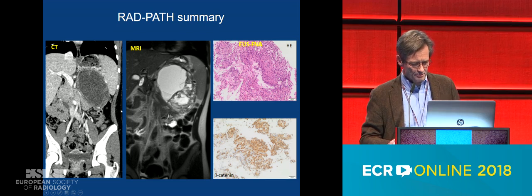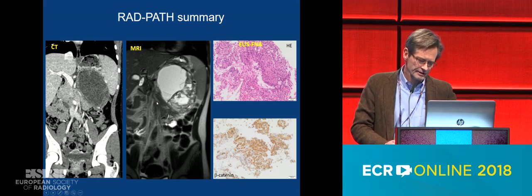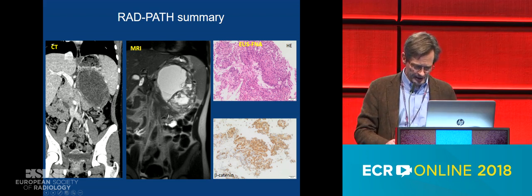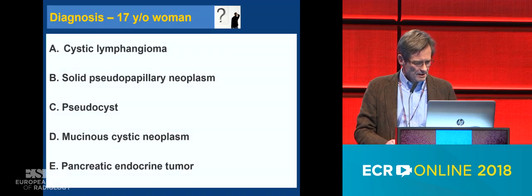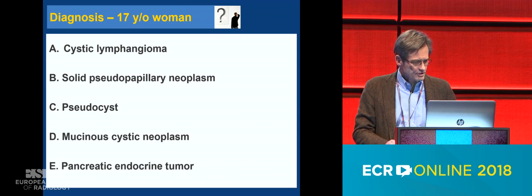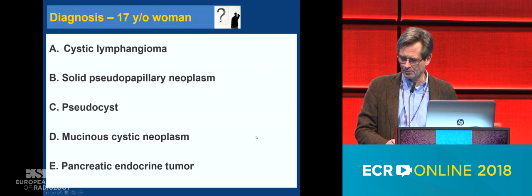You have a very large mass with a major cystic component in a young lady, located in the tail of the pancreas, or at least in the region of the tail of the pancreas, without malignant cell behavior and beta-catenin positive. So I will ask you now for the diagnosis. Could this be a cystic lymphangioma, SPN, a pseudocyst, a mucinous cystic neoplasm, or a pancreatic endocrine tumor? So please vote now.